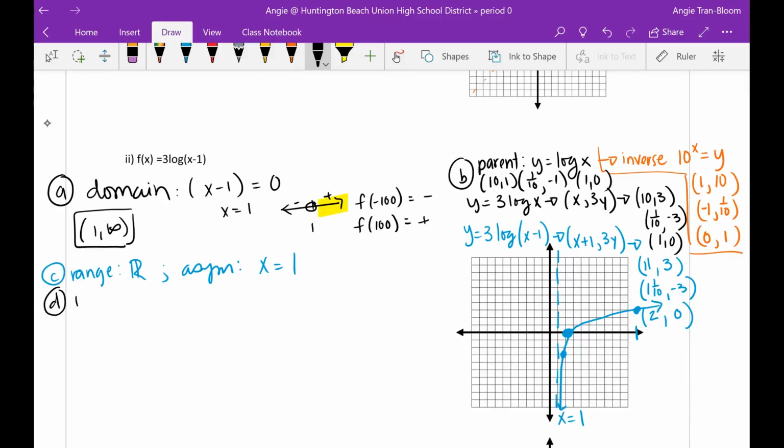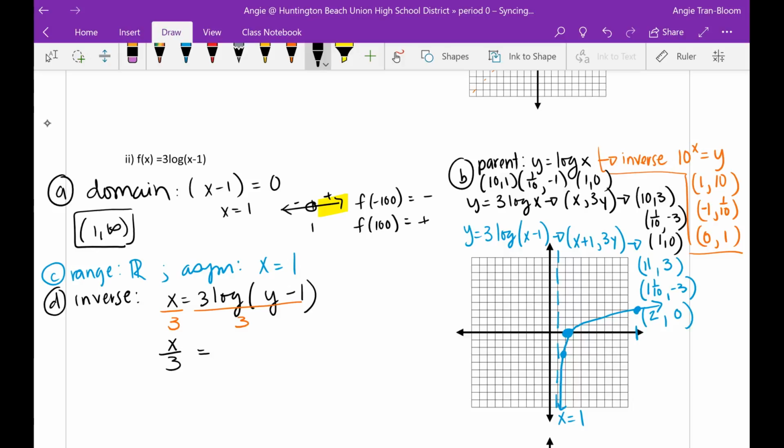D, inverse. That means you're going to switch x and y, and then you solve. Inverse. All right, switch. Here we go. x equals 3 times log of (y minus 1). Okay, so first I'm going to divide both sides by 3. You want to isolate your log, so what you have now is x over 3 equals log of (y minus 1).